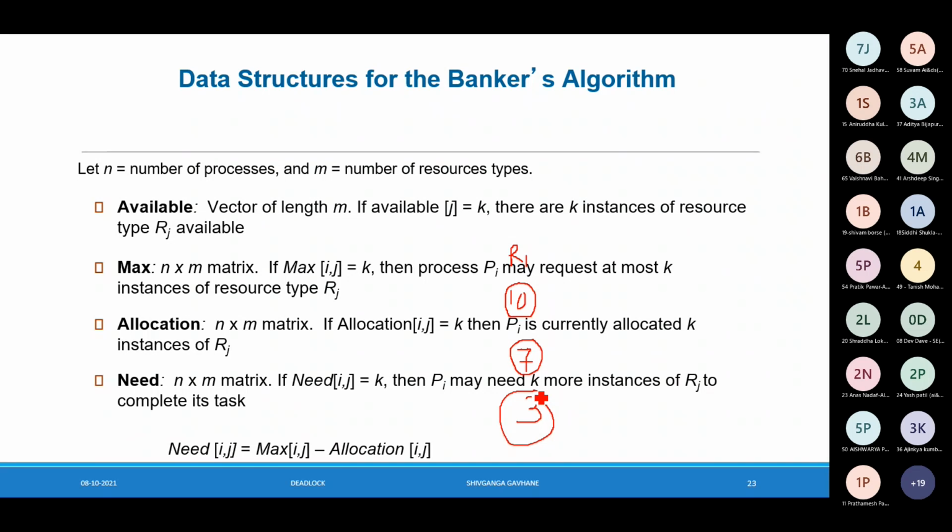In this way, for every type of resource we will find out the max, allocation and need. So need will not be given. We will be solving problems also, that means numericals also. So need will not be given in your example. You have to calculate the need. You are given the maximum requirement of the resources and the current allocation of the resources, and you need to find out the need matrix for all the processes regarding all the resources. So these are the different data structures which we will be using in the banker's algorithm.